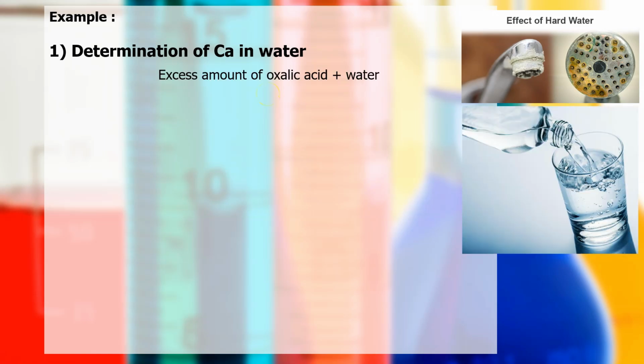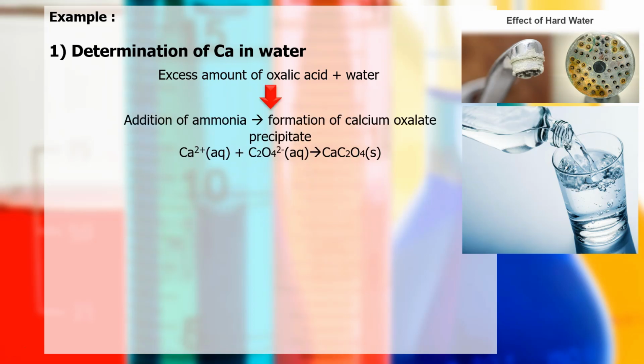The first step is the addition of excess oxalic acid in water. Next, a certain amount of ammonia was added into the solution and the reaction will occur to form calcium oxalate precipitate. So this is the chemical reaction between calcium ion and oxalate ion to form calcium oxalate precipitate.